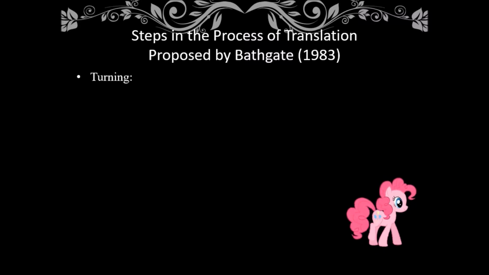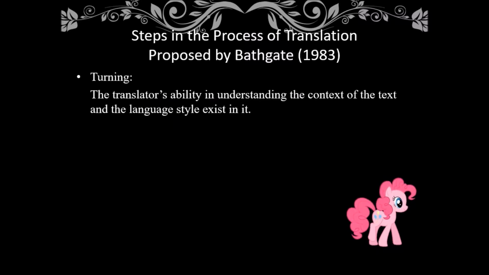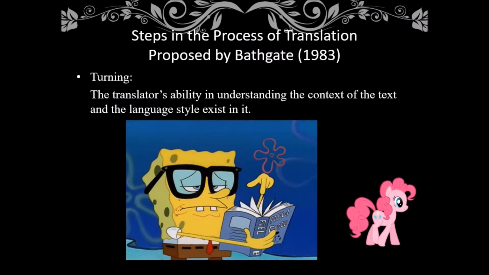Now, let's move to the next point. It is about the steps in the process of translation proposed by Bethgate in 1983. The first step is turning. Turning means the translator's ability in understanding the context and content of the text and the language style in it. It can be done by reading the text several times, then digging for as much information as the translator can in order to comprehend the content and the context of the text.